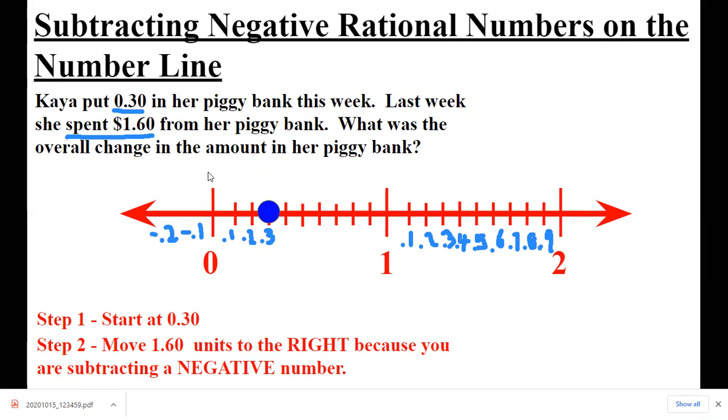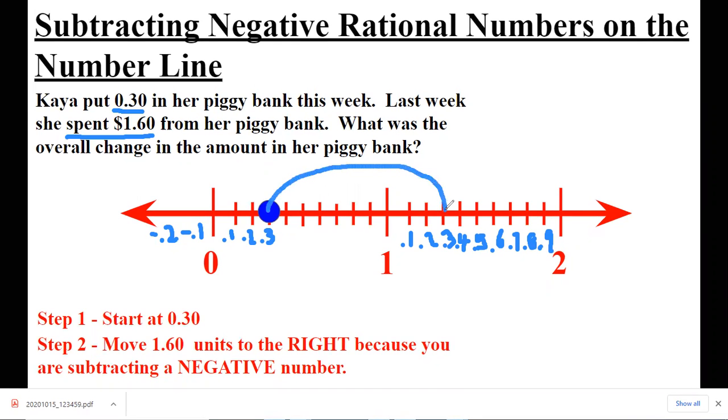Normally subtraction goes to the left when we're adding, right? When we're subtracting, we're going to go 1.6 units to the right. So 1.6, we have to go a whole 1. So we're going to start out way over here. That's our whole 1 jump. And then we have 0.6 to go. 1, 2, 3, 4, 5, 6. We should end up right there.